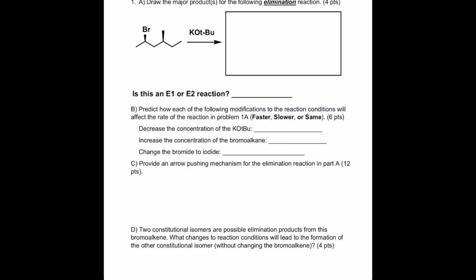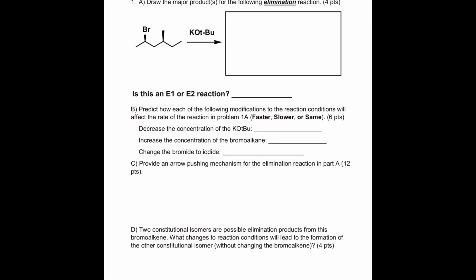And then predict how each of the following modifications to the reaction conditions will affect the rate of the reaction in the problem: faster, slower, or same. Provide an arrow pushing mechanism for the elimination reaction in part A, and what changes to reaction conditions will lead to the formation of the other constitutional isomer without changing the bromoalkene? So let's just start with taking note of what we are actually doing the reaction with.